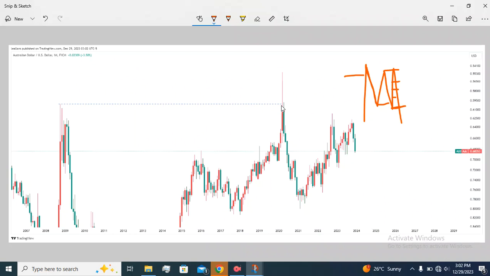We can see on the monthly the first break of structure is still very far. This one is very far, my friends. First break of structure right here. So we said, just following the logic of what this model says, you just set your sell order here and then your stop loss right above here.